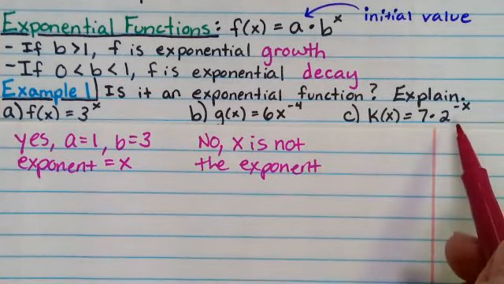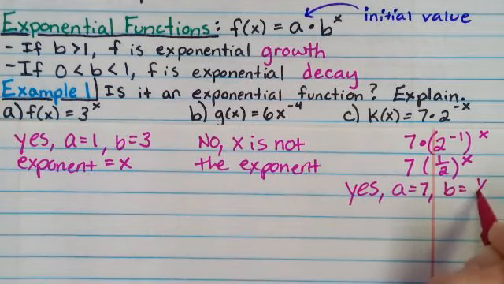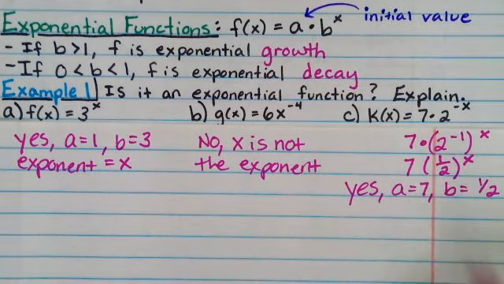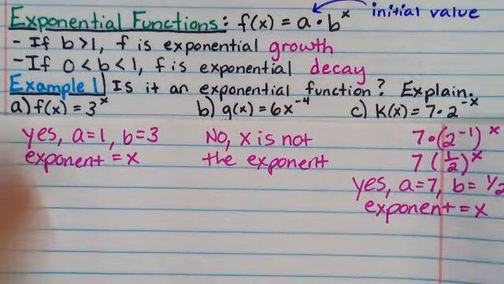Okay, so this is actually still an exponential function. It's just that the base is a fraction, and that's okay. It makes us have exponential decay. So that's really the issue with it. But it's still an exponential function, so we're going to say yes. Okay, that a value is 7. The b value is actually 1/2. And we know our exponent is x. Okay.